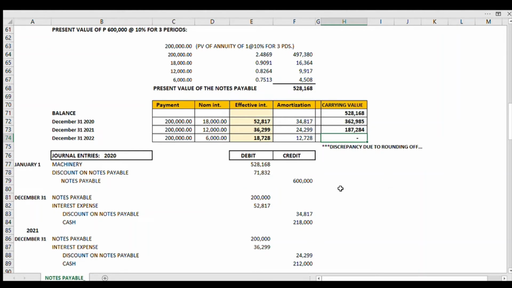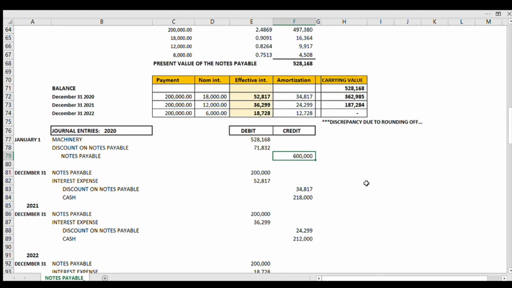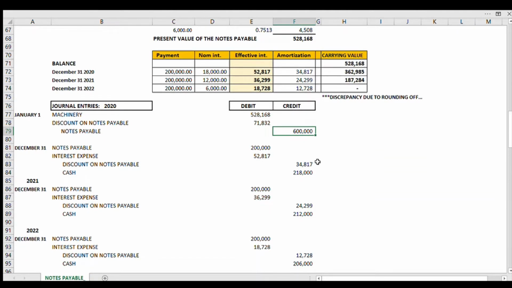So the entries, January 1st, machinery, debit, 528,168. Naka-reflect naman yan sa ating amortization table. Discount on notes payable, that is the difference between 528,168 and the face value of the note, 600,000. So, that's for January 1st, the originating transaction.